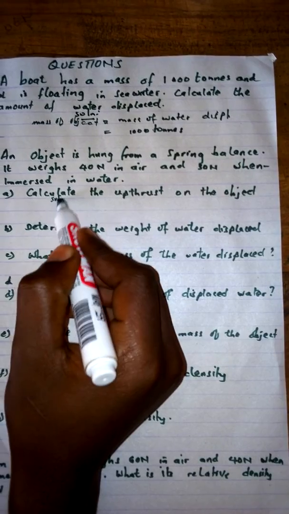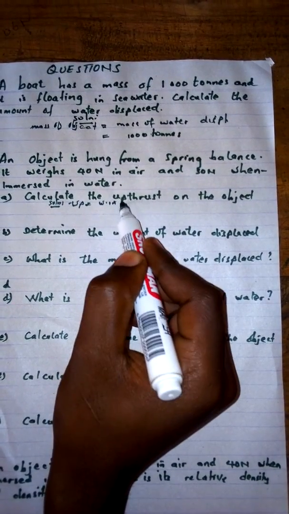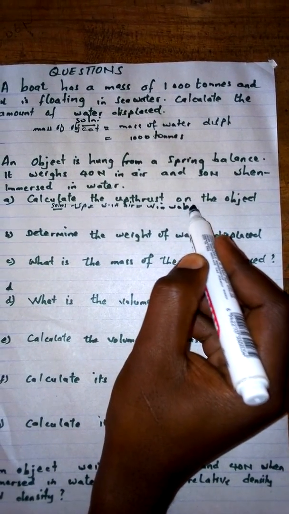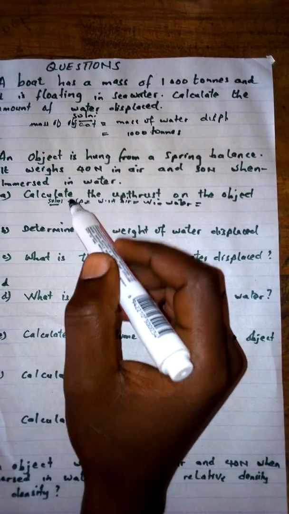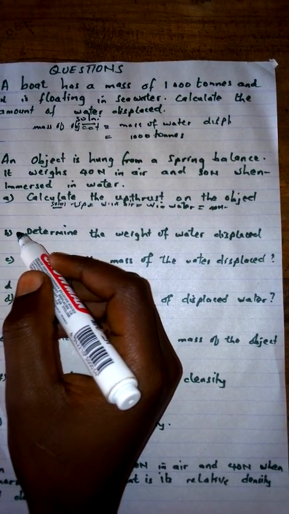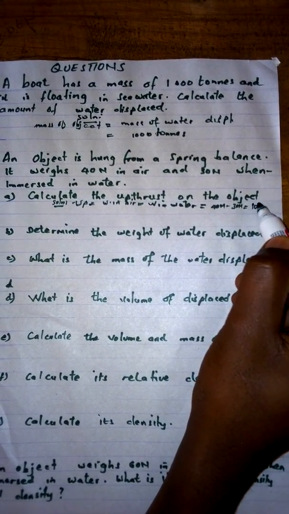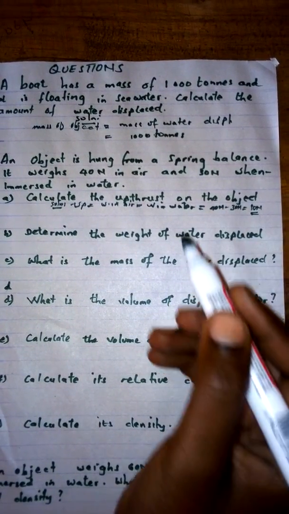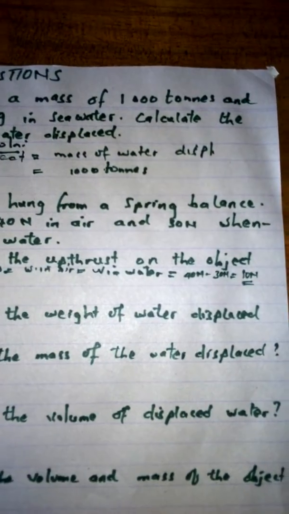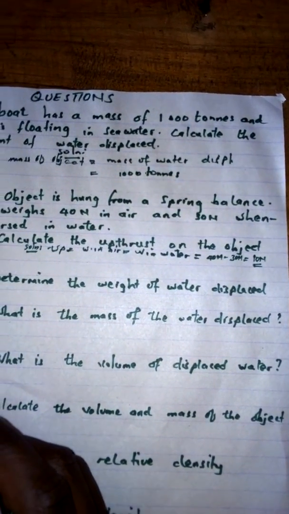So in the solution, we understand that upward thrust basically is obtained by taking the weight in air minus the weight while it is in water. The weight in air is 40 Newton minus the weight in water, which is 30 Newton. So the answer here is 10 Newton. So this is the upward force that will be exerted by that object.